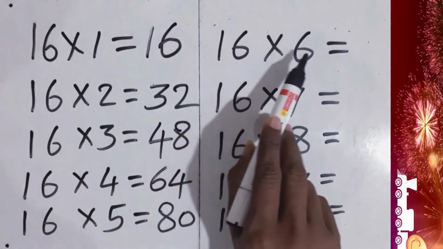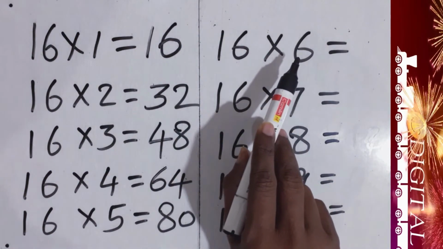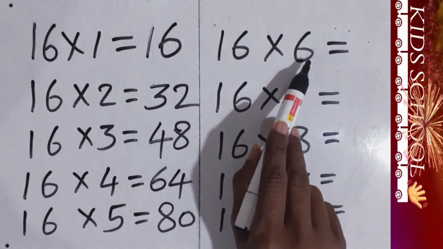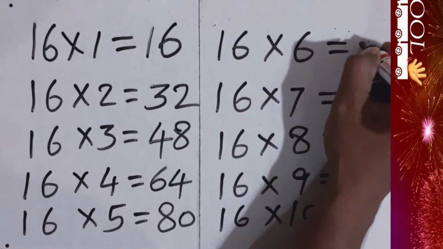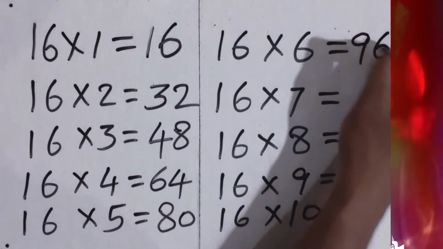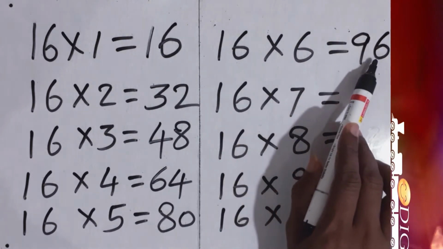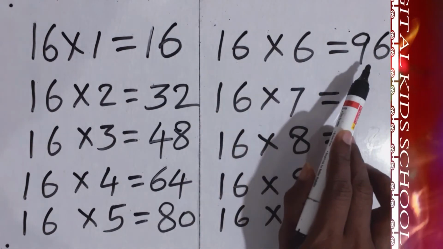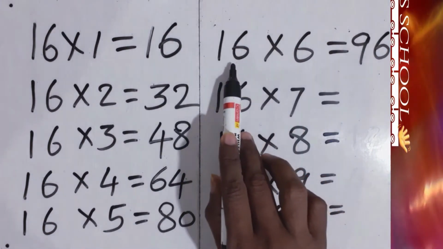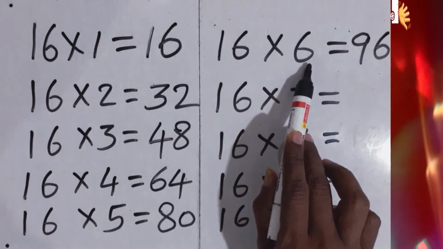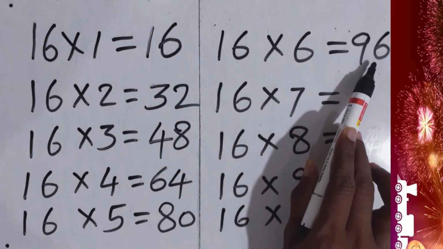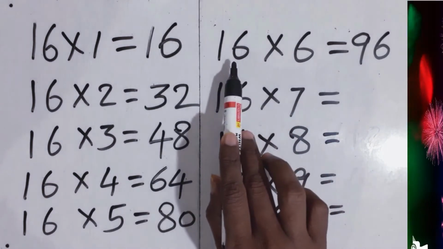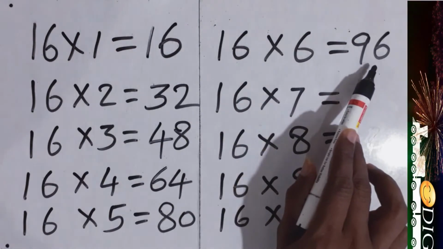Now tell me the answer. What is the 16 into 6? 16 into 6 is equal to 96. Write the answer here. 16 6 is 96. 16 multiplied by 6 is equal to 96. 6 times 16 is 96.